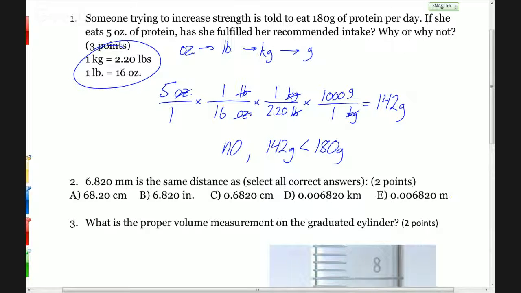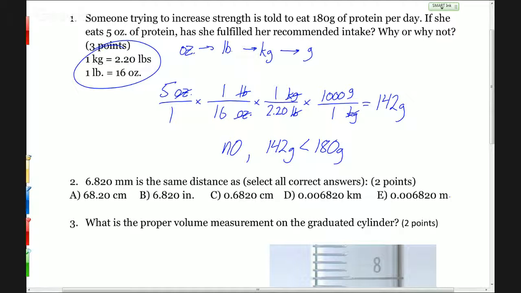All right, 6.820 millimeters is the same distance as. Now this one, we could go through and do all the conversions because these are all numbers that you should know, well, except for inches. We should know milli, centi, and kilo. So you could go through and do all those conversions, but there should maybe be a way that we can think about this first and maybe make it a little easier on ourselves than having to do every calculation.